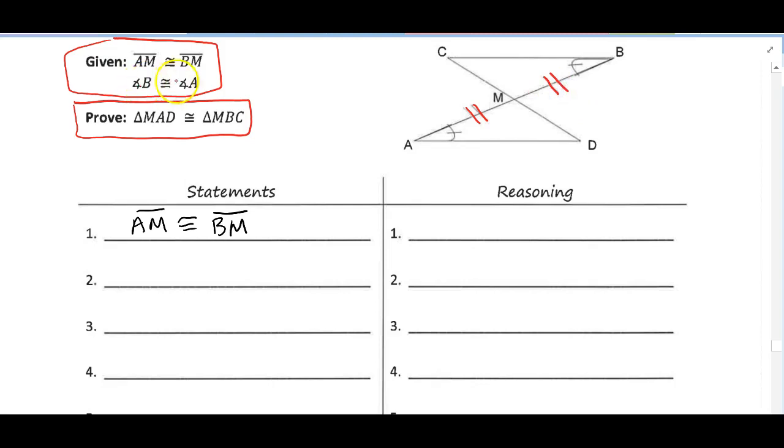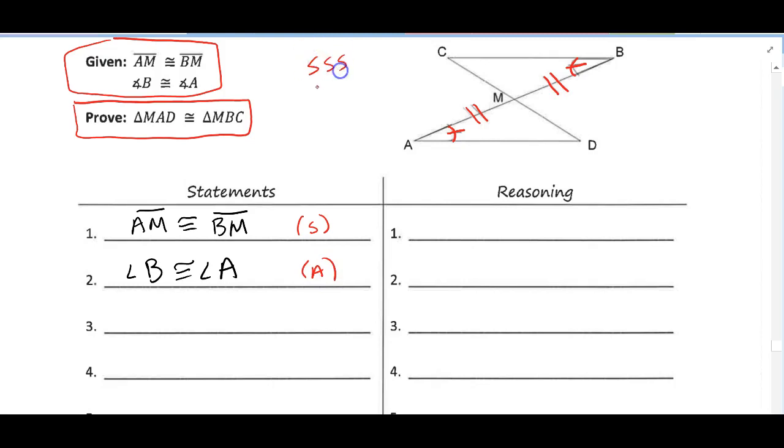And we have angle B congruent to angle A. So let's get that in our proof. Angle B congruent to angle A. So let's mark that. That's here and here. All right, so I can see already I have a pair of sides and I have a pair of angles. So again, a quick review of our different methods.